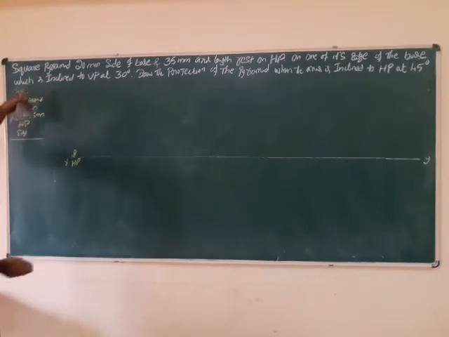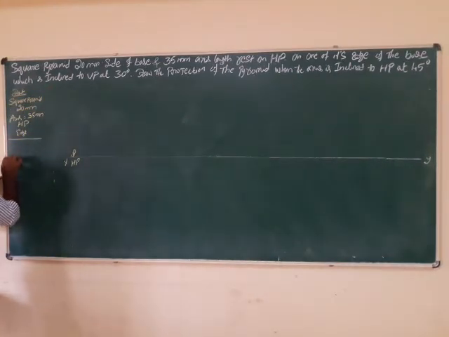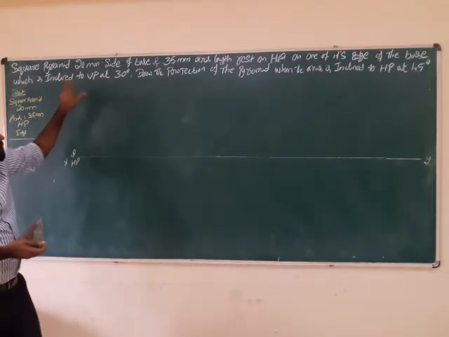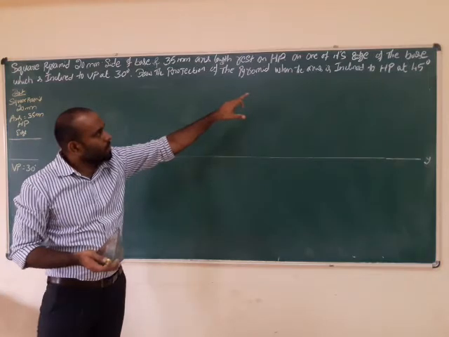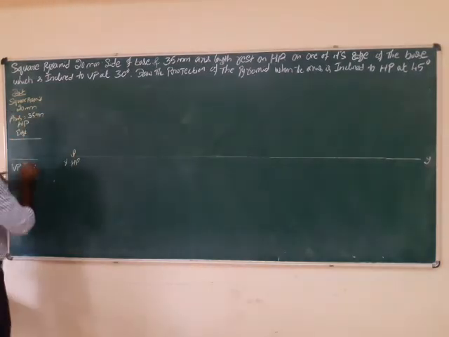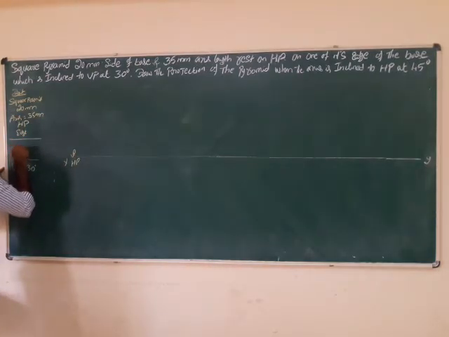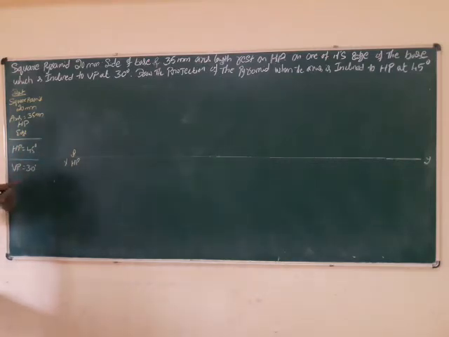The base is inclined to VP, meaning the VP angle is given: 30 degrees. This is the third step. The HP is the second step: the projection of the pyramid when the axis is inclined to HP at 45 degrees. In the third step, nothing is mentioned, so that's why it is called an edge problem.